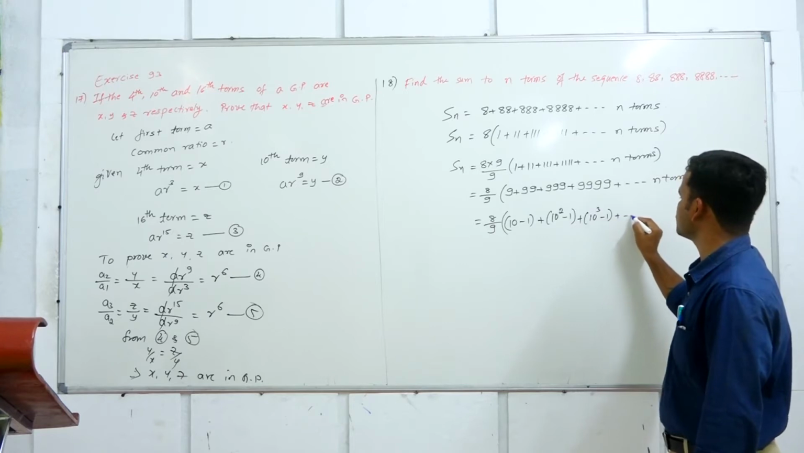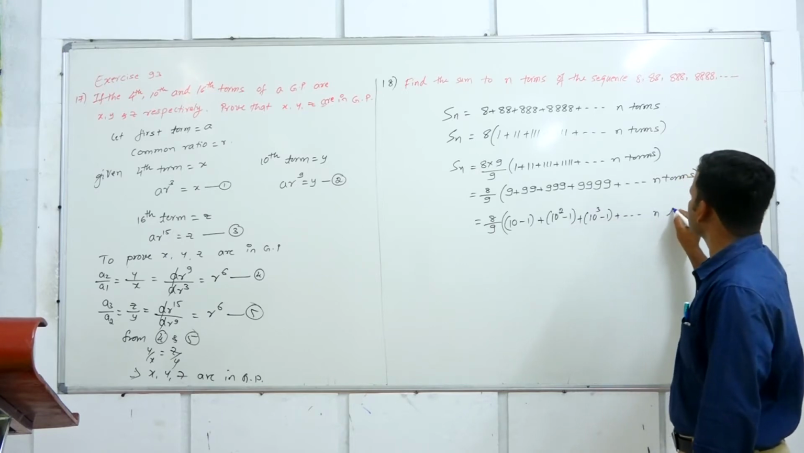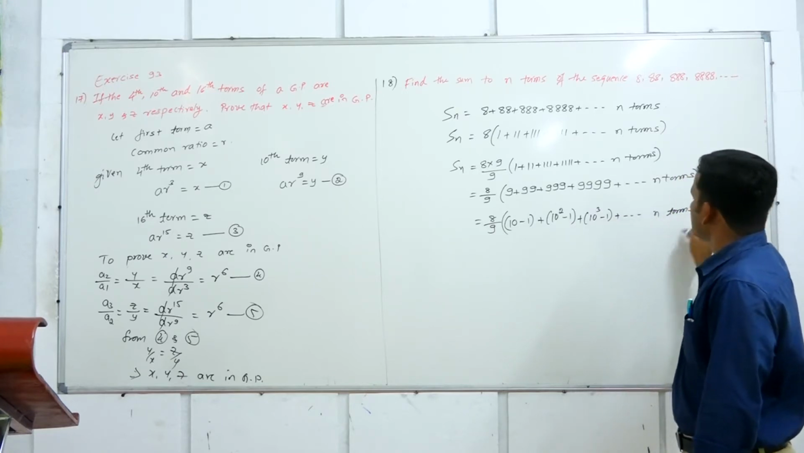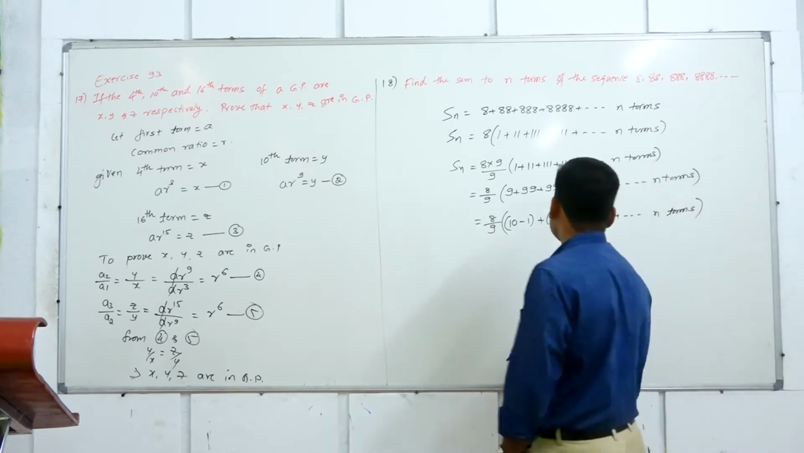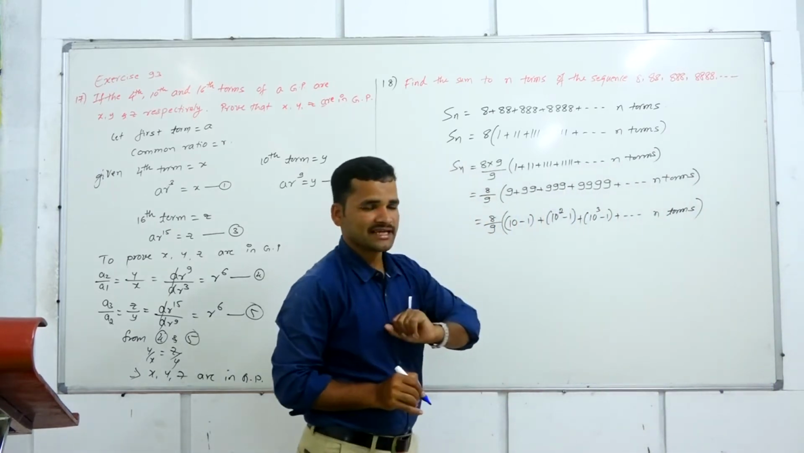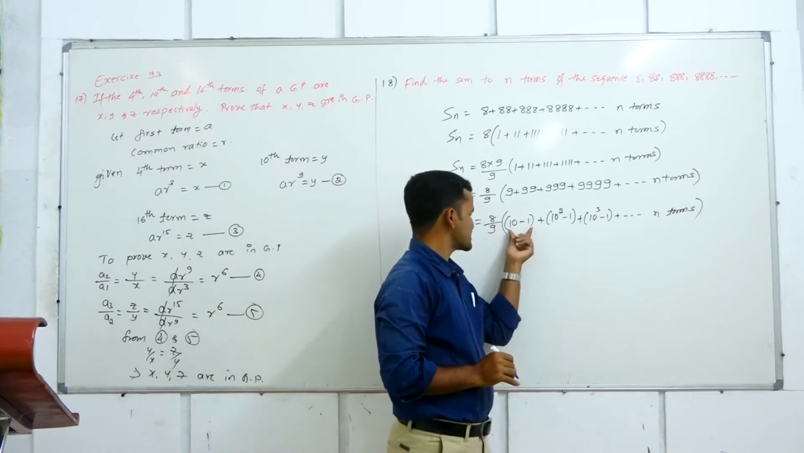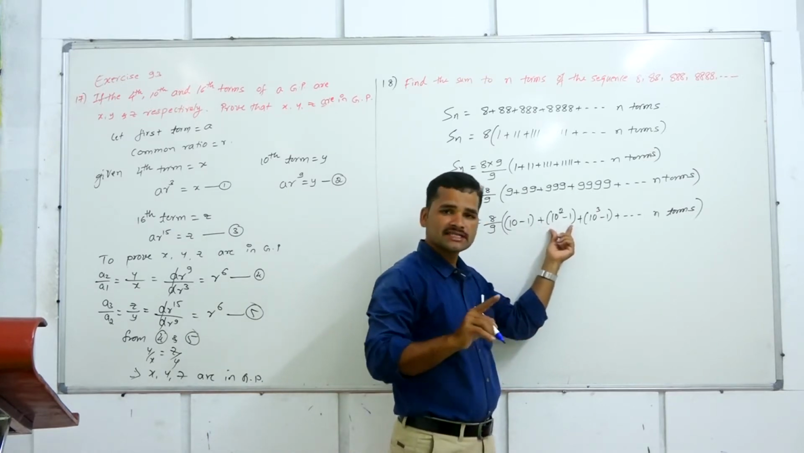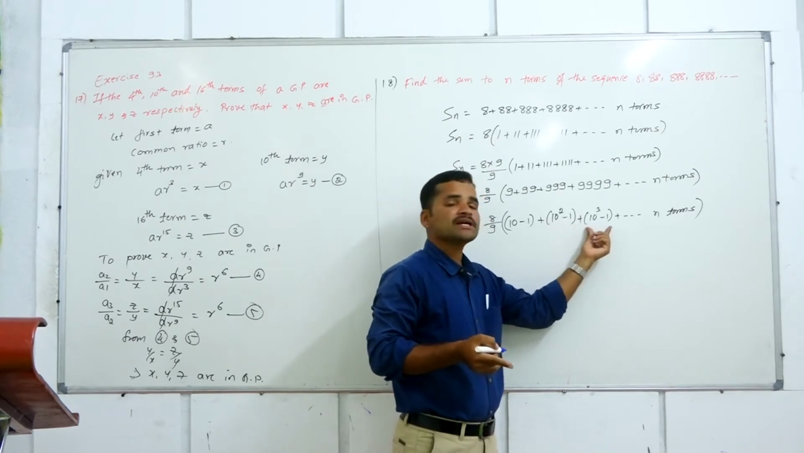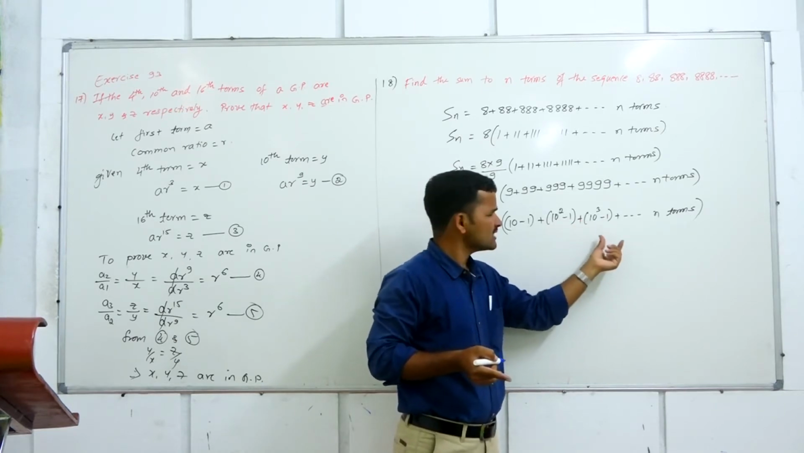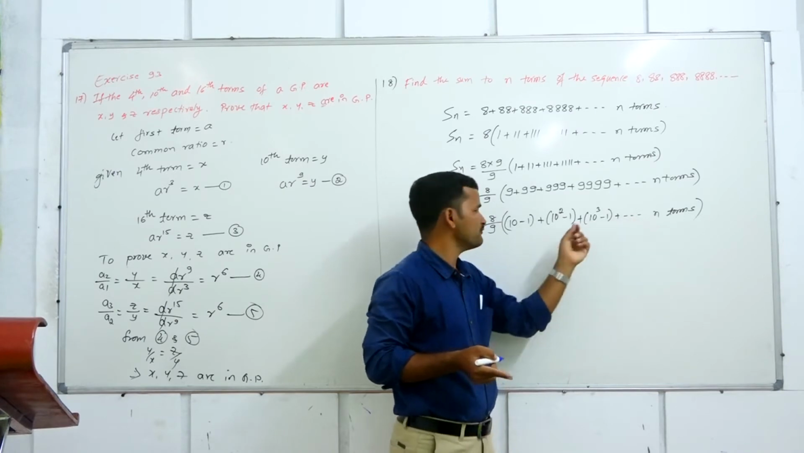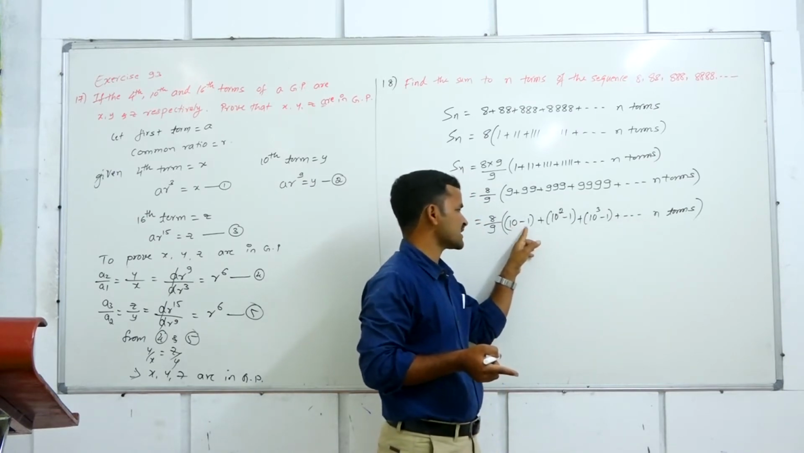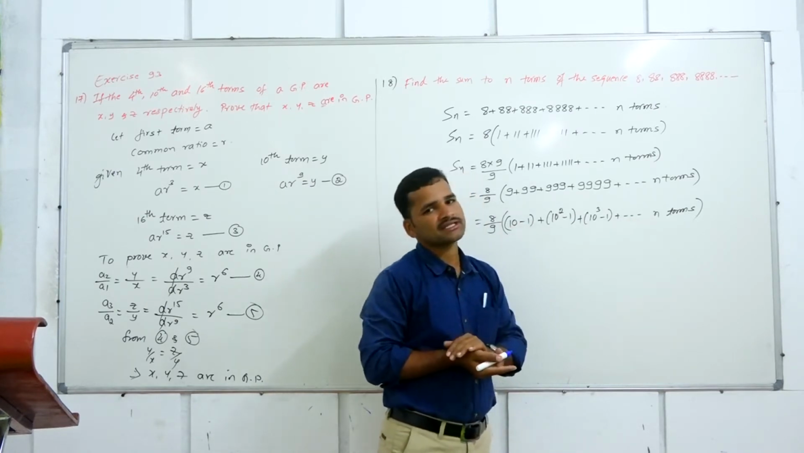Same way, in the same way we can write up to how many terms? Up to n terms here. I am writing n terms again because I am considering this 10 minus 1 as a single term, 10 square minus 1 as second term, 10 cube minus 1 as third term. Hence, I am writing it as n terms. If you consider this as one term, this as second term, you should write 2n terms here.